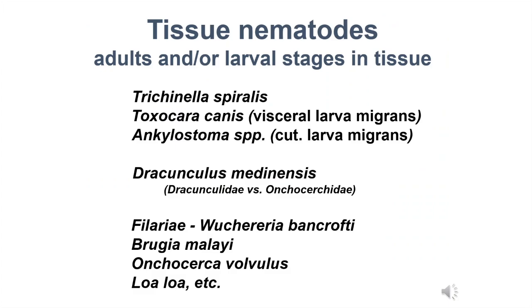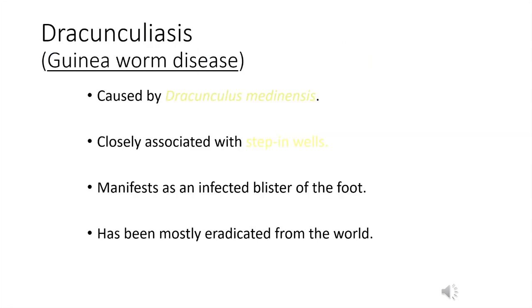Okay, now we go to the tissue nematodes. This is again under the tissue nematodes. We have Dracunculus medinensis and the filarial worms. We start with Dracunculus. Just very briefly, Dracunculus medinensis is commonly called the Guinea worm, Guinea in Africa, and it's closely associated with step-in wells. Okay.